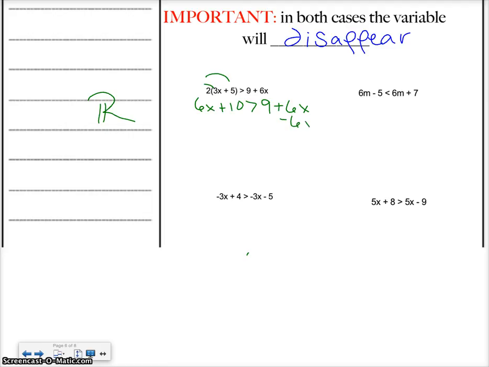However, be careful before you get fluent with that trick. Some of you will be able to catch on to that trick right away. Some of you will need to do the algebra behind it. 10 is bigger than 9. True, so it's all real numbers.